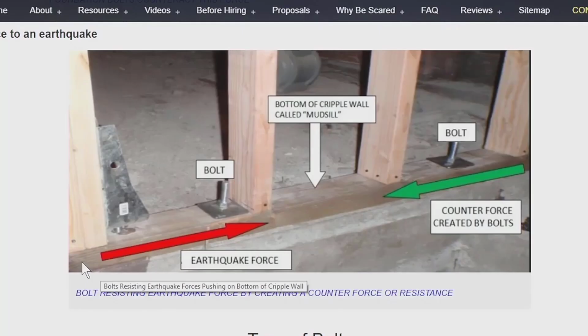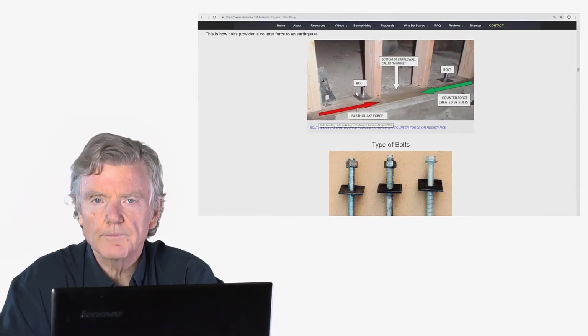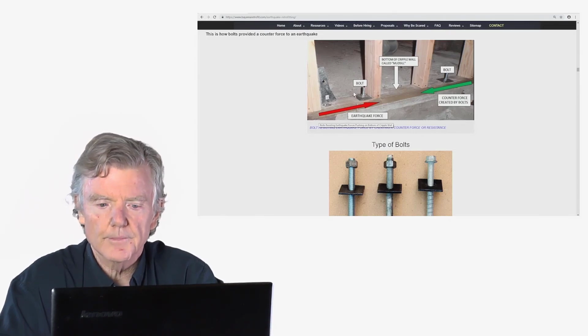So this is what it looks like. This is a cripple wall, and it's got our bolts. This is the studs. Plywood would have been nailed here, here, here, and here, and along here, but we're just looking at the bolts right now. So earthquake force comes this way, trying to push the mud sill. Counter force is offered by the bolts. This is a very simple component. They're also pretty simple to install.